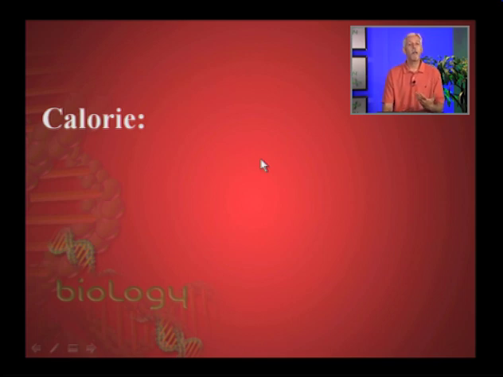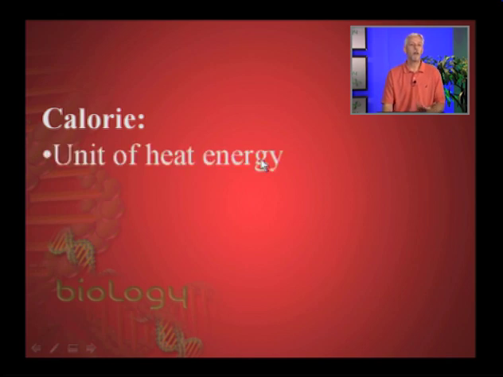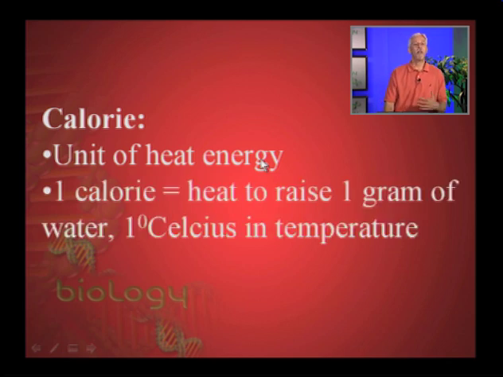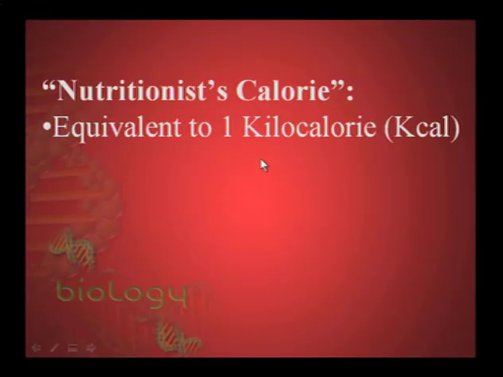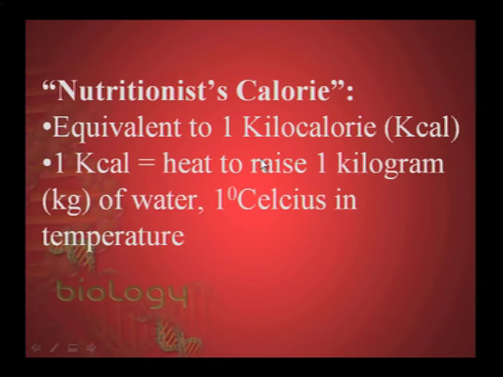Now, all of the major molecules we've talked about to this point, carbohydrates, proteins, and lipids, all have energy value to the body. And so when we talk about energy, the primary unit of heat energy is the calorie. And 1 calorie is the energy required to raise 1 gram of water 1 degree Celsius in temperature. And unfortunately, on our food packaging, we have what's known as a nutritionist calorie. And the nutritionist calorie is equivalent to 1 kilocalorie. So a kilocalorie is the heat energy required to raise a kilogram of water 1 degree Celsius in temperature.